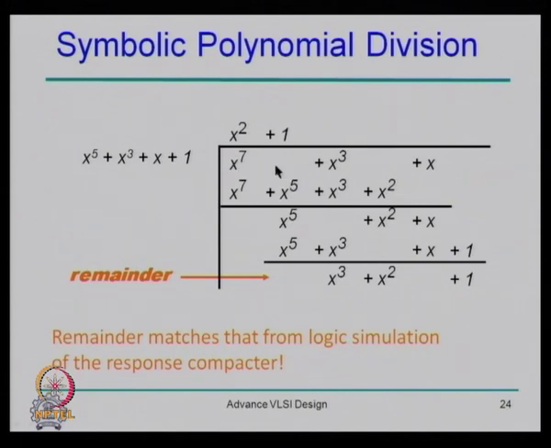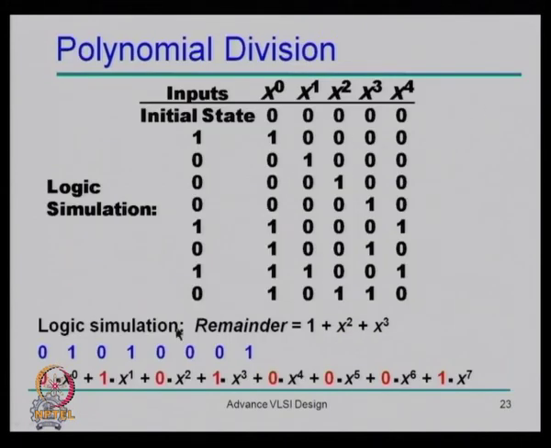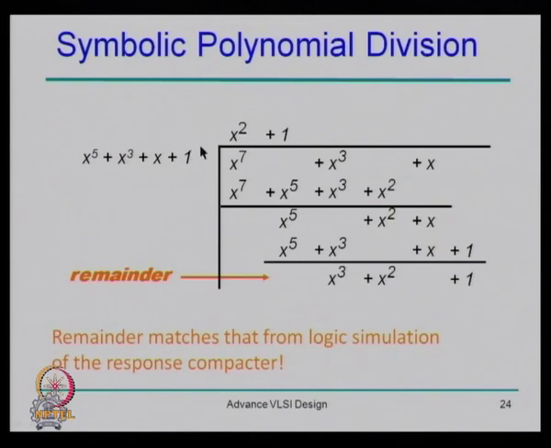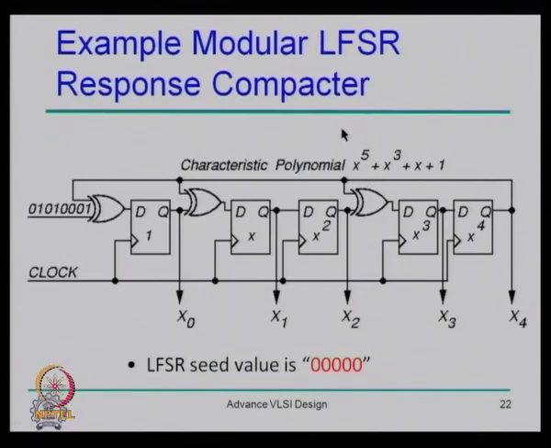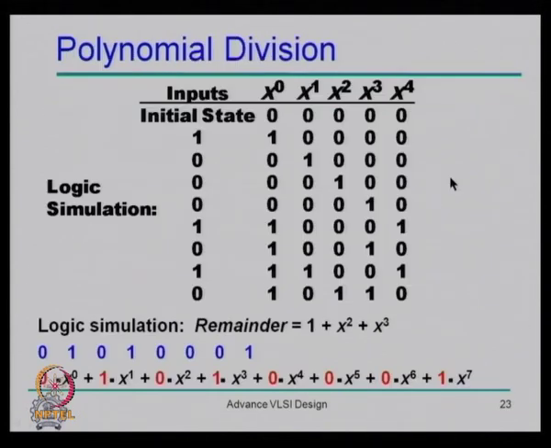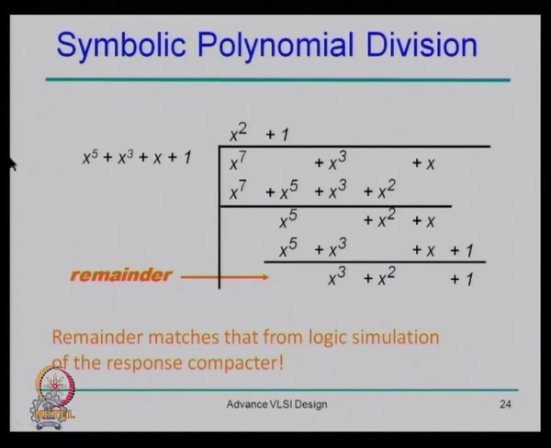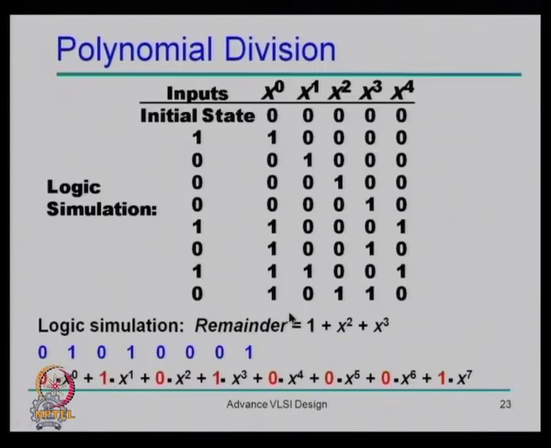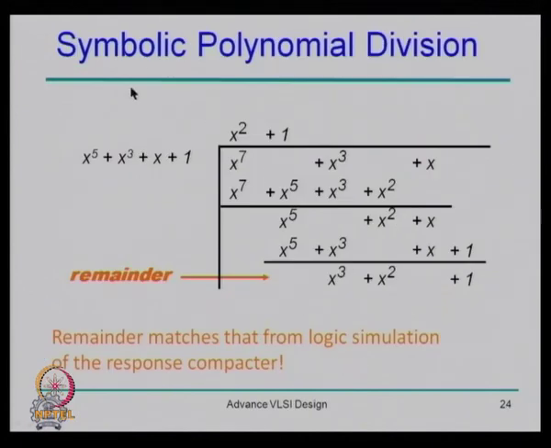So, say x^7 plus x^3 plus x is the polynomial of this data. So, this input bit stream is divided by the characteristic polynomial. The characteristic polynomial of this LFSR is x^5 plus x^3 plus x plus 1, and if you use modulo theory and do the division, you will get the remainder as x^3 plus x^2 plus 1, which is the same as the remainder in the flip flops. Hence, if you divide this by the characteristic polynomial, you will get the remainder. Now, if this remainder matches with the correct response that we obtained after the logic simulation, in that case your circuit is good, and otherwise the circuit may be bad.